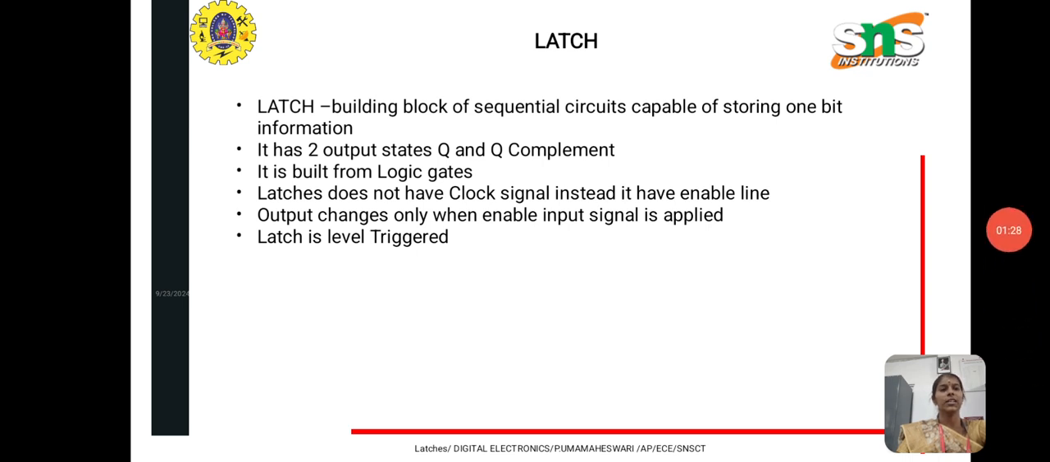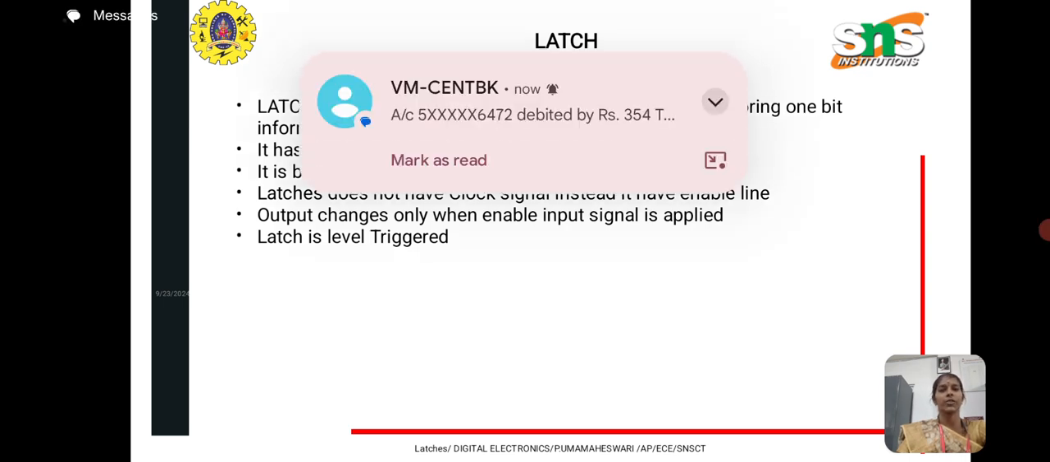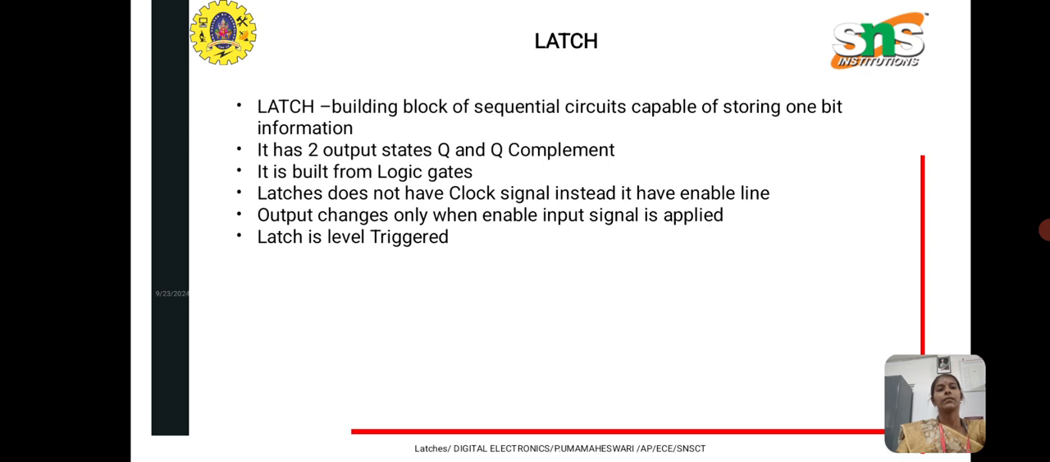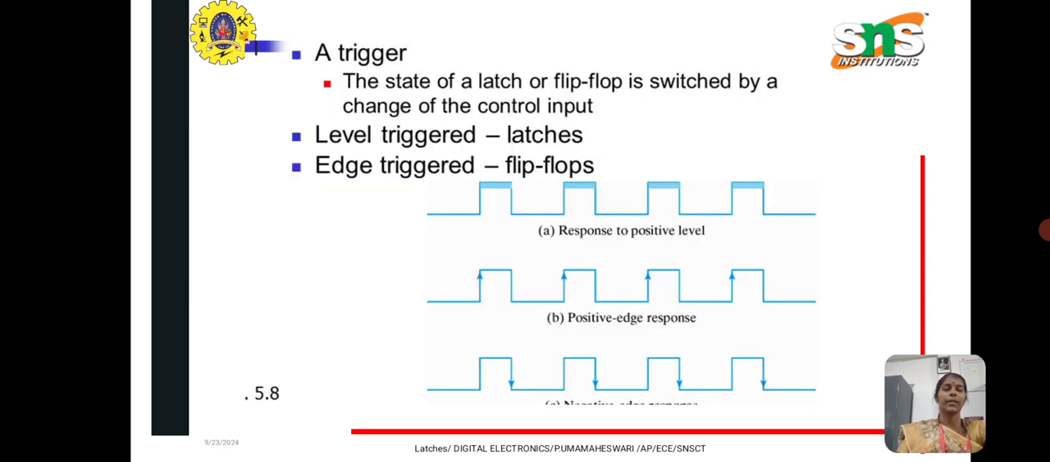Here the latch, a building block of a sequential circuit, is capable of storing 1 bit of information. It has two output states, Q and Q complement, and it is built from logic gates. Latches do not have clock signals. Instead they have an enable line. The output changes only when the enable input signal is applied, and the latch is a level triggered one.